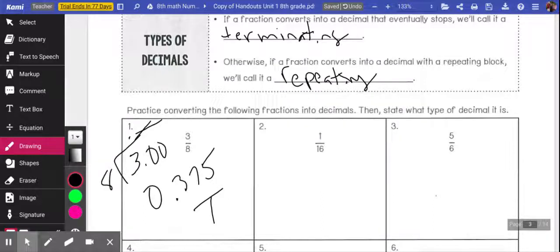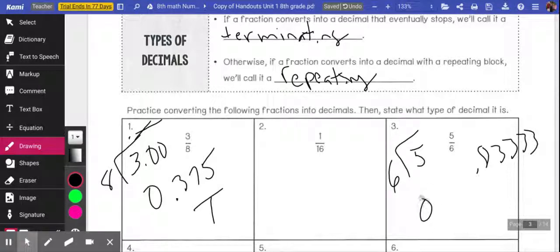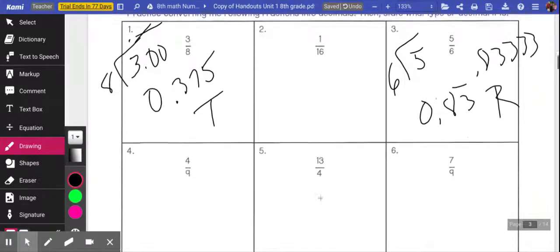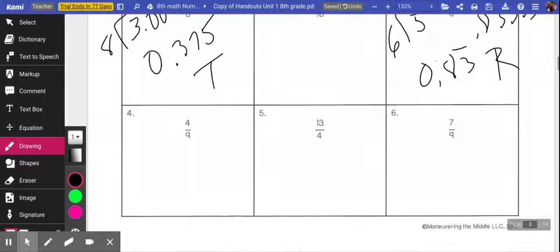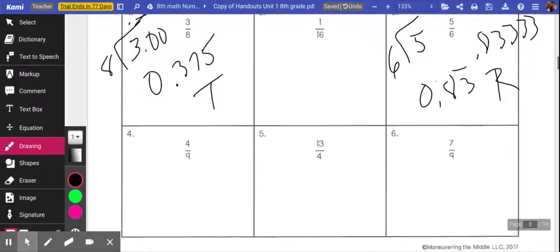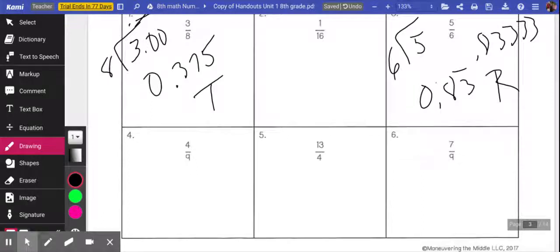Okay, now let's try, we're going to skip over to 5/6. When you do 5 divided by 6 and your calculator type in the 5, your calculator says this, okay? So that would be 0.8, and then the 3 repeats. So obviously that is a repeating decimal. So I'm going to go ahead and have you do these next ones. Well, actually, I'm going to talk about number 4 and 6.